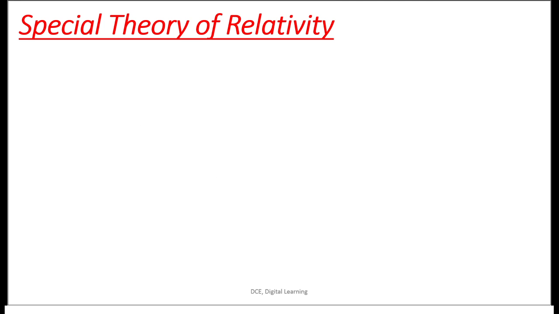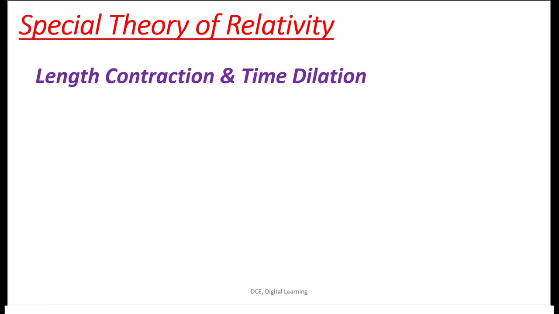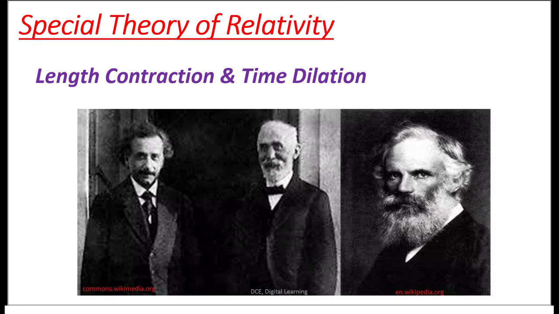Here, in this session, we are going to study the two major concepts of Special Theory of Relativity, length contraction and time dilation, which were derived using the Lorentz transformation equation. The length contraction is also called Lorentz-Fitzgerald contraction. Fitzgerald, with collaboration of Lorentz, determined this thing.